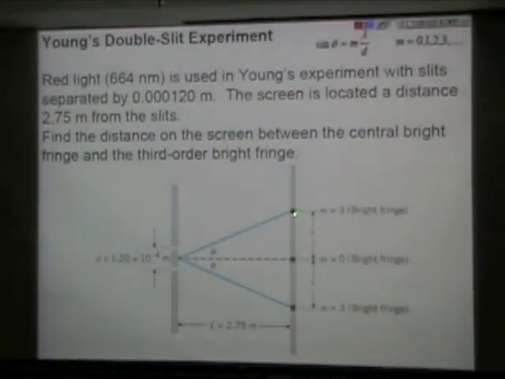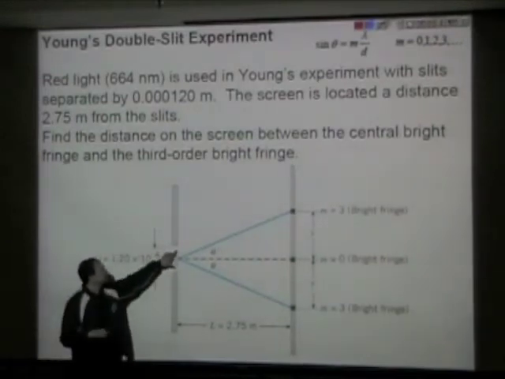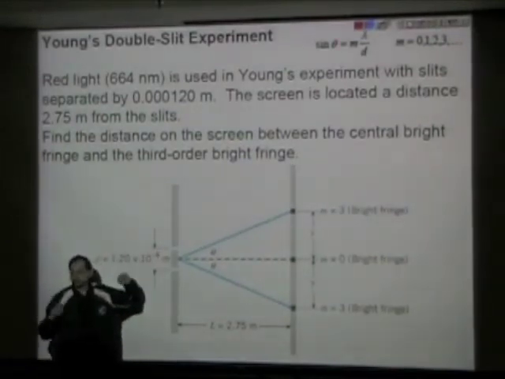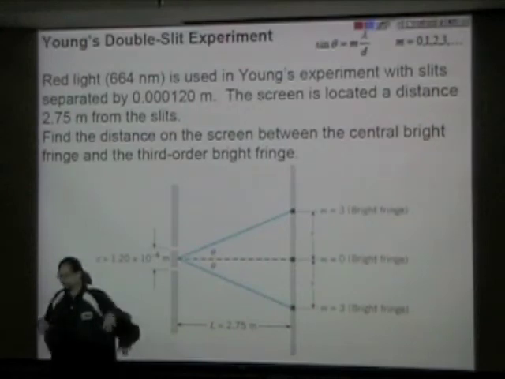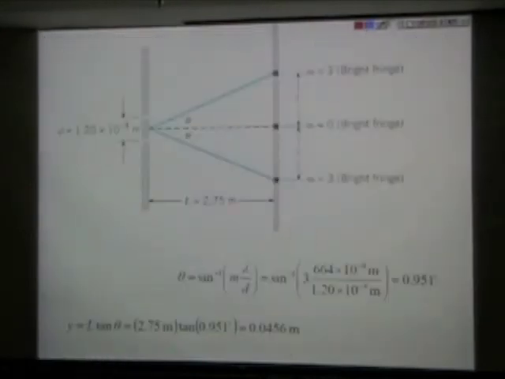How far is the third bright fringe from the central maximum? Well, the central maximum is in the middle of the screen, because in Young's experiment, these two sources are always in phase. So we just have to plug in numbers and calculate.